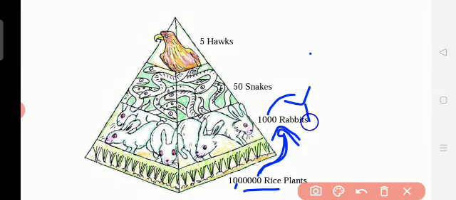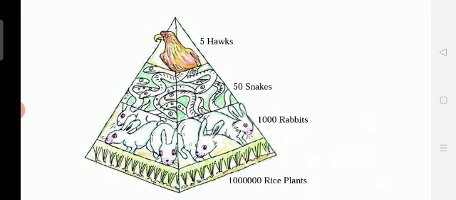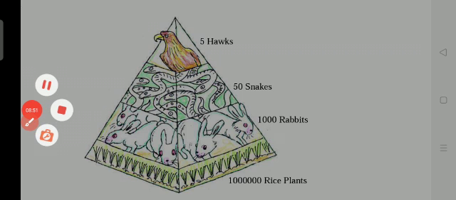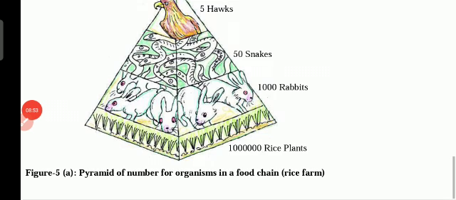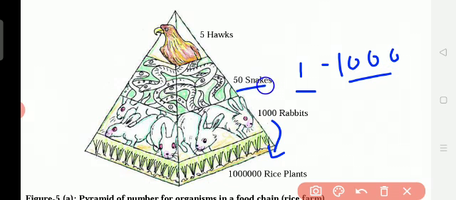How many rice plants can it eat? I think each one can eat 1 lakh. For example, 1000 rabbits, so each rabbit can eat 1000 rice plants. Each rabbit can eat how many? 1000 rice plants. Okay, then 50 snakes are there.